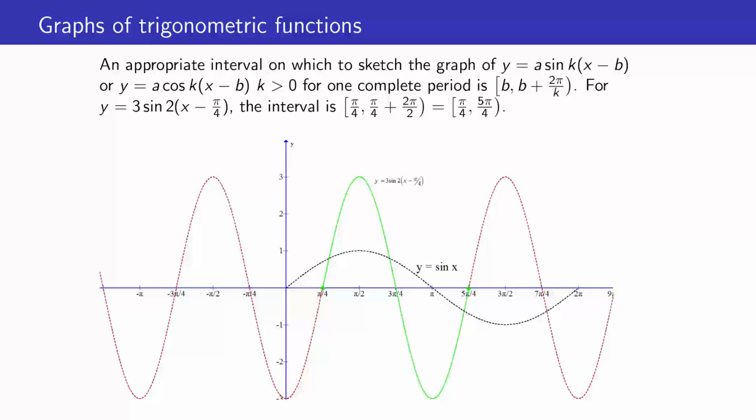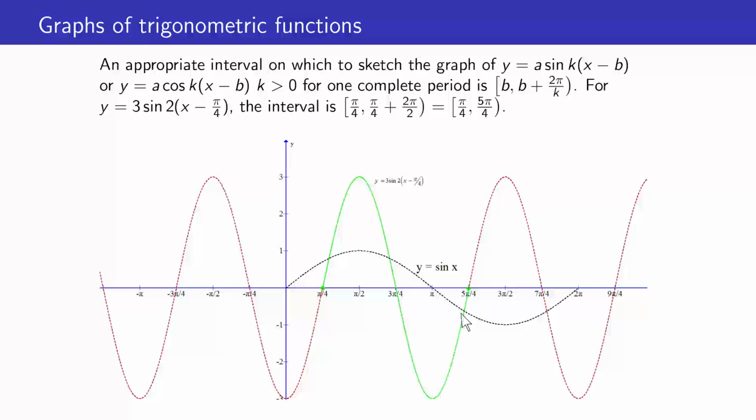Since this is a sine function, we start by sketching the graph of y = sin x. We sketch that graph for one complete period, and that is from 0 up to 2π. Such a graph is indicated here in black. Now, we know the interval on which to sketch our required graph is the interval π/4 up to 5π/4. So we just sketch a graph similar to the black one because it's a sine graph, but beginning from π/4 and ending at 5π/4 and having amplitude 3. So that graph is sketched here in green.